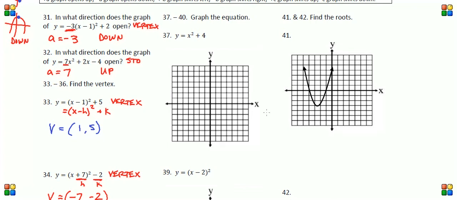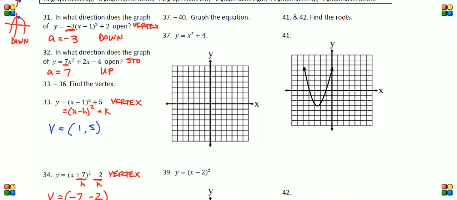Questions number 37 to 40 are asking you to graph the equation. Let's take a look at number 37. The equation is y equals x squared plus 4. If we look at this, this is actually a standard form quadratic.